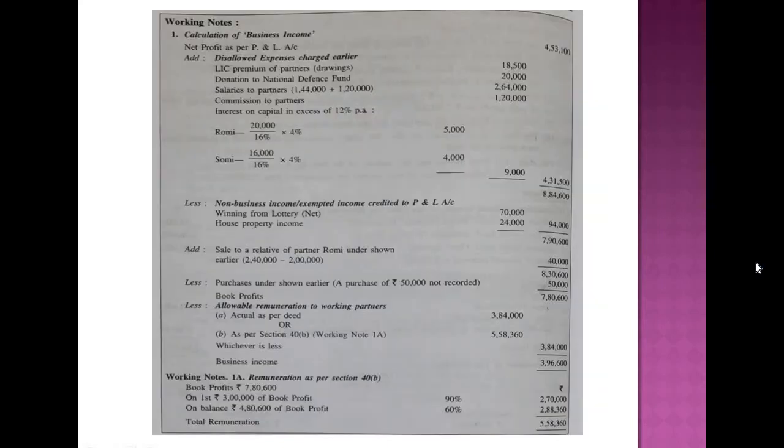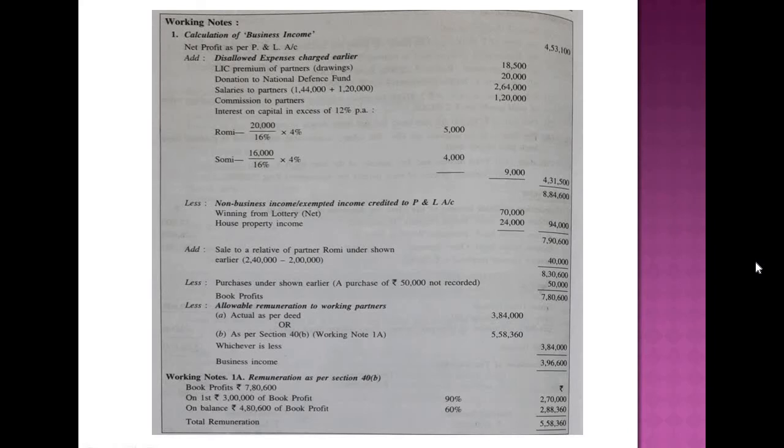See from the working note, it says calculation of business income. So as we know, we have to take first of all the net profit as per profit and loss account, which is 4,53,100. Then we have to add back all the inadmissible expenses. First of all, we have the LIC premium of partners, that is from adjustment number one. Then we have donation to National Defence Fund. Then we have salary to the partners, that is for both the partners, 1,44,000 plus 1,20,000, which is 2,64,000. Then commission to the partners, that is 1,20,000, and interest on capital in excess of 12%.